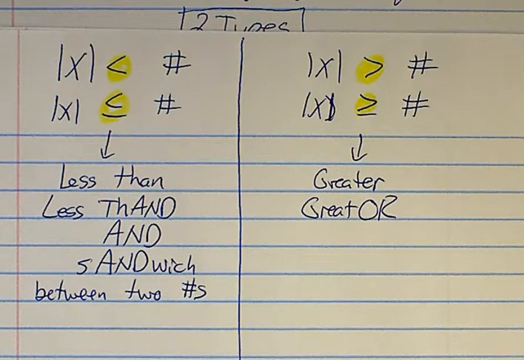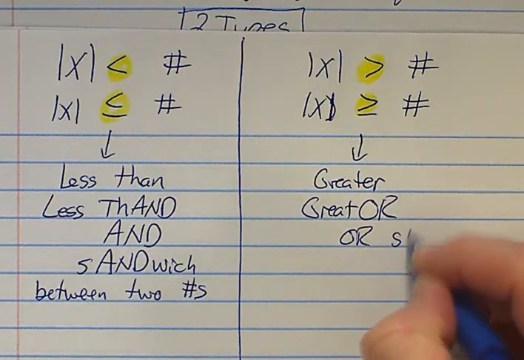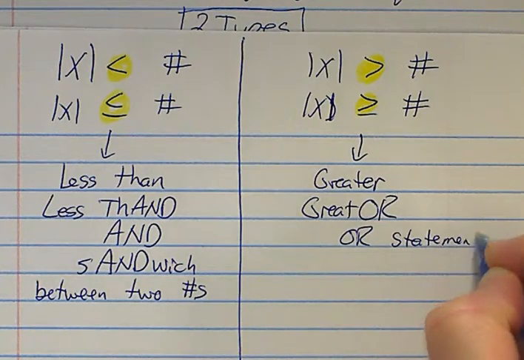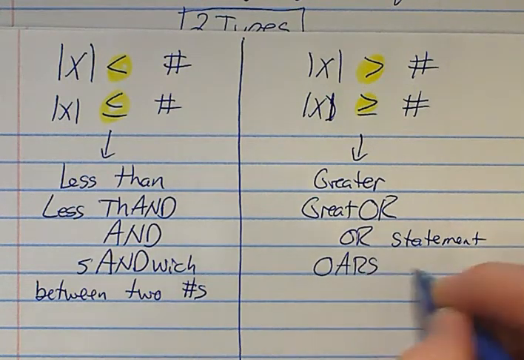Greater. So if it's greater, or if it's greater, it's an or statement. And when you do an or statement, when you get finished with the graph, it looks like oars on a boat.